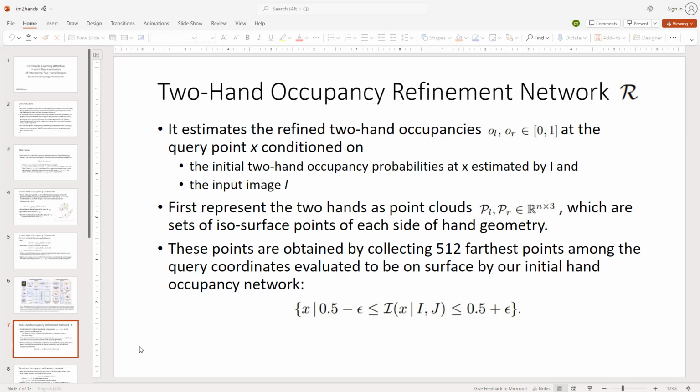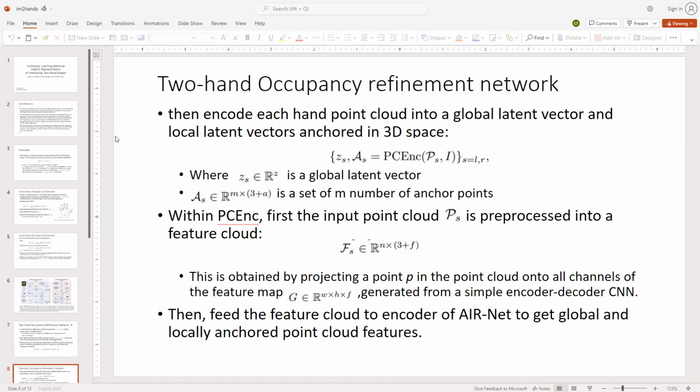So after we have this 512 point cloud representation, we now use that as an input to this point cloud encoder. And this point cloud encoder takes as an input, like this, the point cloud representation and the image, and it returns a global latent vector and some set of local latent vectors anchored in 3D space.